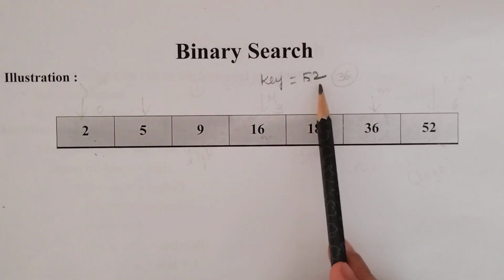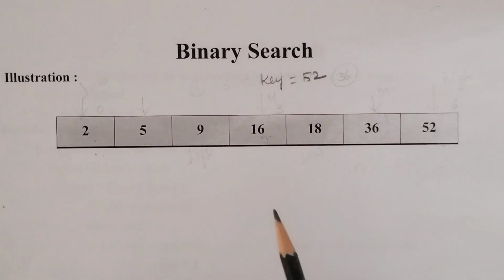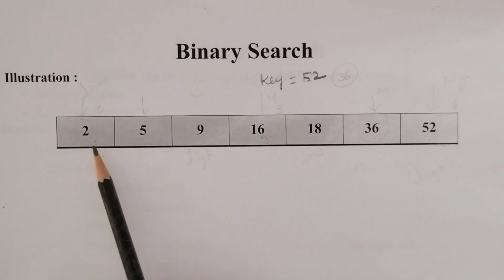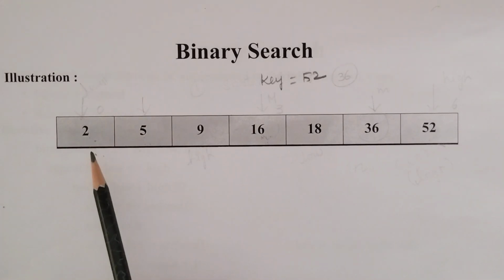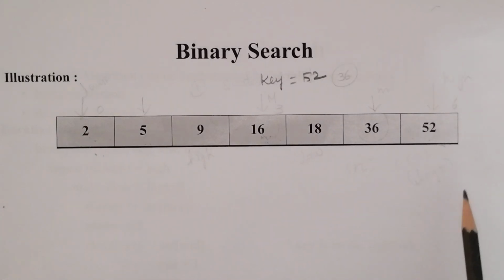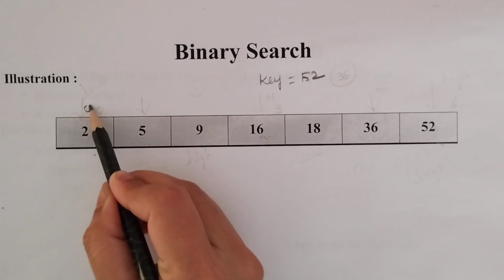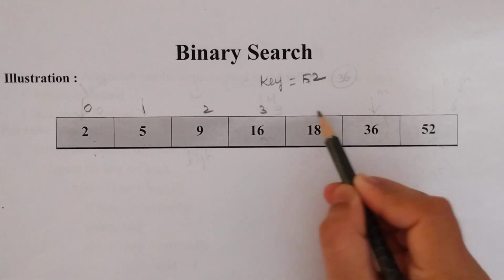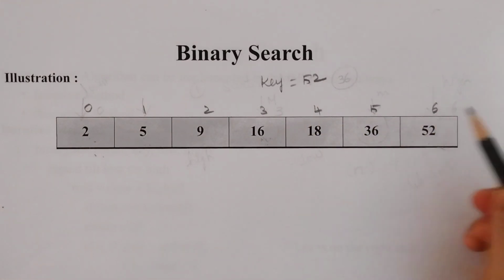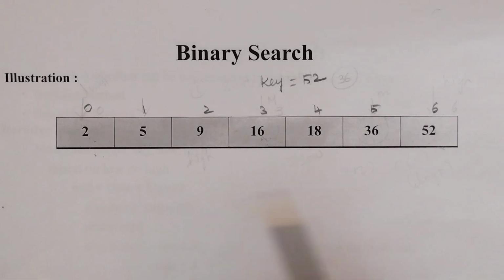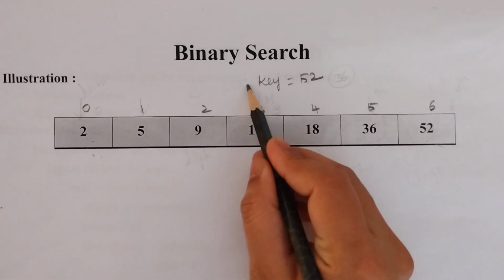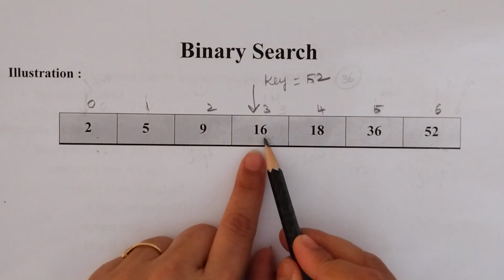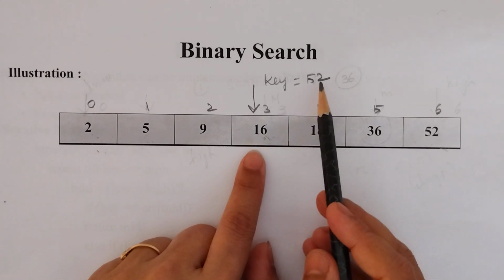So I need to check for the element value 52. Where do I start my comparison? Unlike linear search, you are not going to search from the first element. Instead, you need to find the middle position of the array. The array indexes start from 0, then 1, 2, 3, 4, 5, 6, so totally there are 7 elements in this array. If I want to find the middle position, index value 3 is my middle position. From here I am going to search for the value 52.